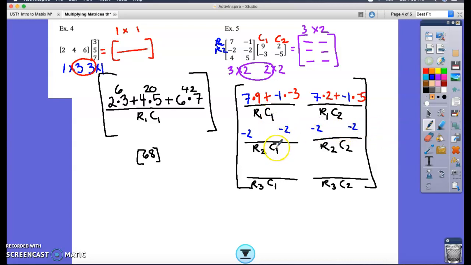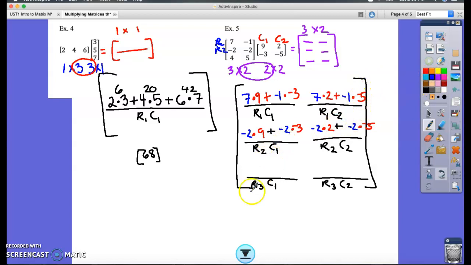And here I'm going to use column 1. Column 1 are the 9 and the -3. Here I'm going to use C2. C2 is going to be the 2 and the -5. And I need a plus between pairs.